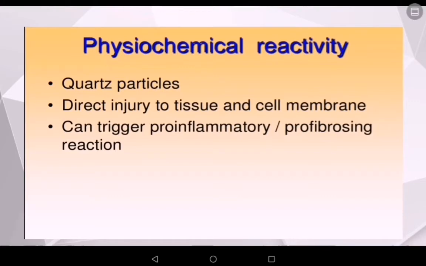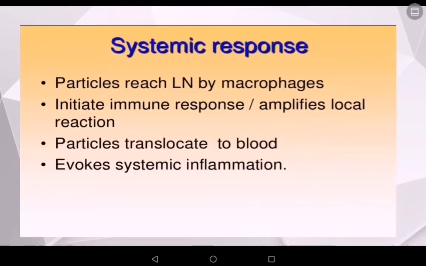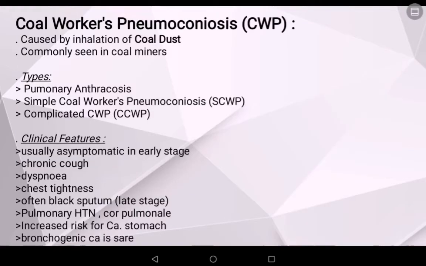fibrosis. The systemic response. From the alveoli, these particles reach the lymph nodes with the help of the macrophages, and there they initiate the immune response or a local reaction, and then from there they translocate to the blood, and when they translocate to the blood, they evoke systemic inflammation, having symptoms throughout the body and different organs of the body. So that is all about the factors determining the disease of pneumoconiosis.